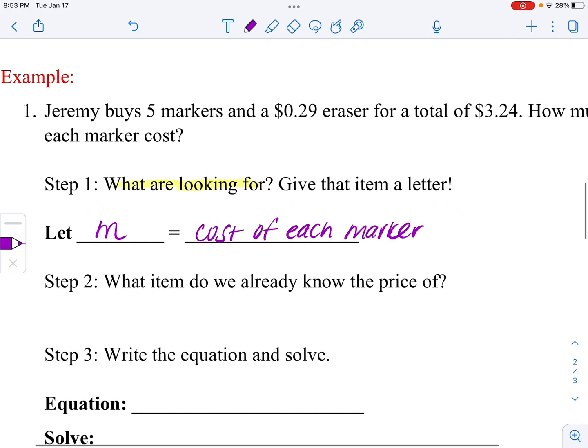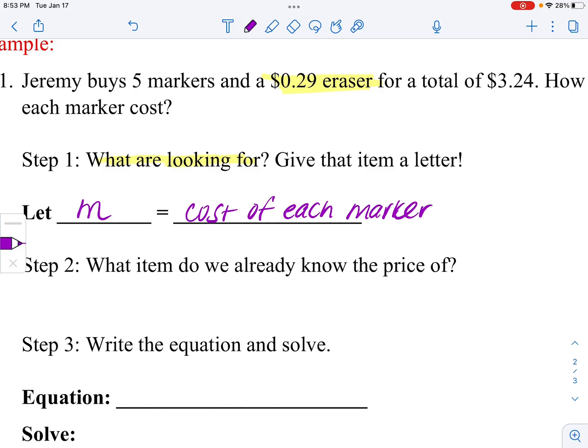Okay, so that's what we don't know, but there is something that we do know. So in step 2, it says, what item do we already know the price of? What do we already know for sure that we are spending our money on? So if you read it again, I know that he's buying 5 markers, but I also know that he's buying an eraser that costs 29 cents. So that's our answer right there. So we know that the eraser is 29 cents.